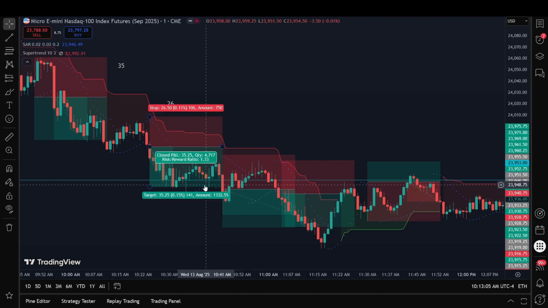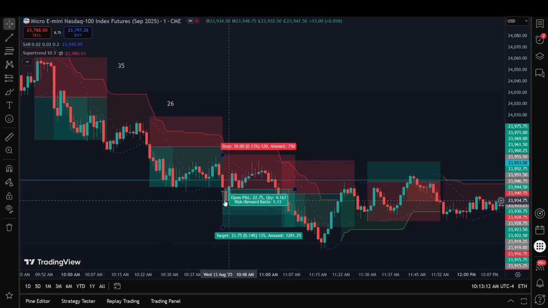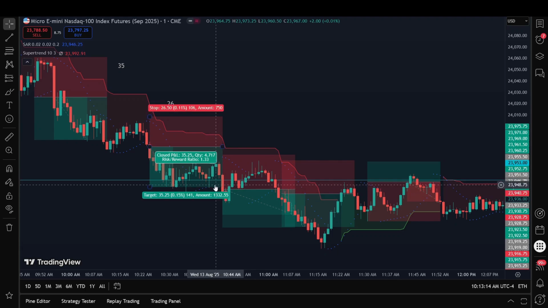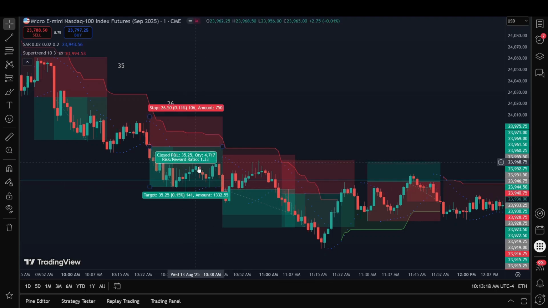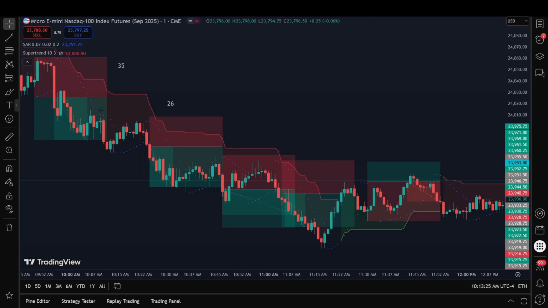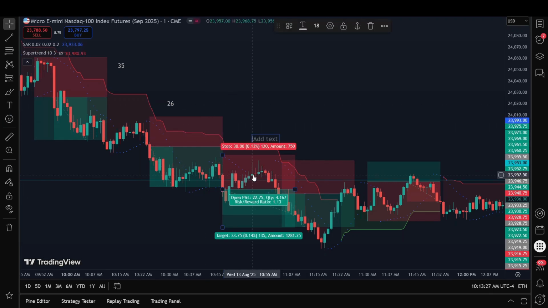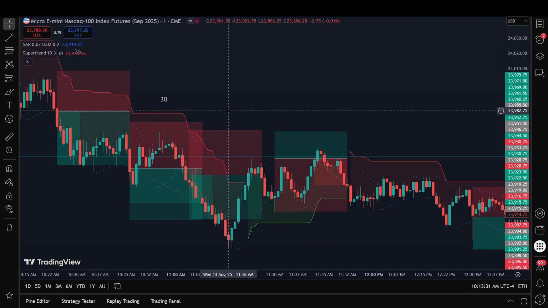Wait, is that a signal? No, it's not a signal because it never broke this candle. Okay, good. See, so it kept us out a little bit, not entering there. You get another nice ABC. 1, 2, 3. Here's the next signal, and it's 30 points. That's good. So it kept us out of the trade. Kept us out of the loss.